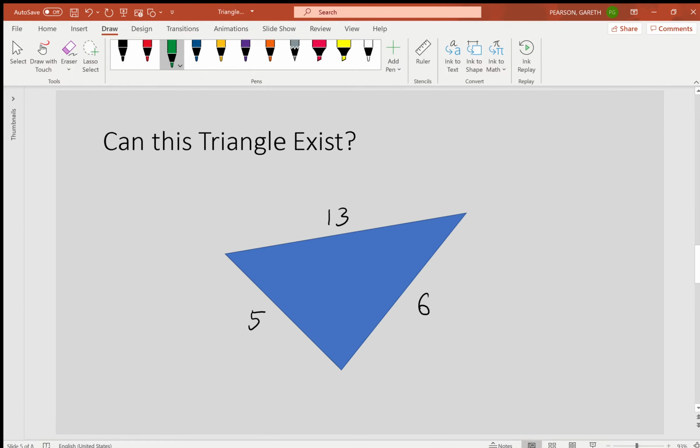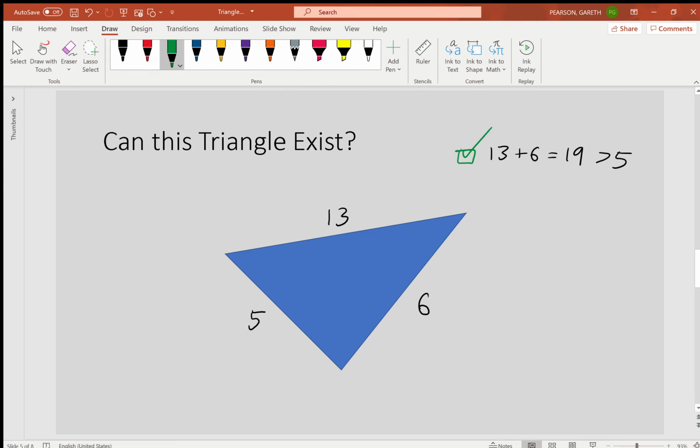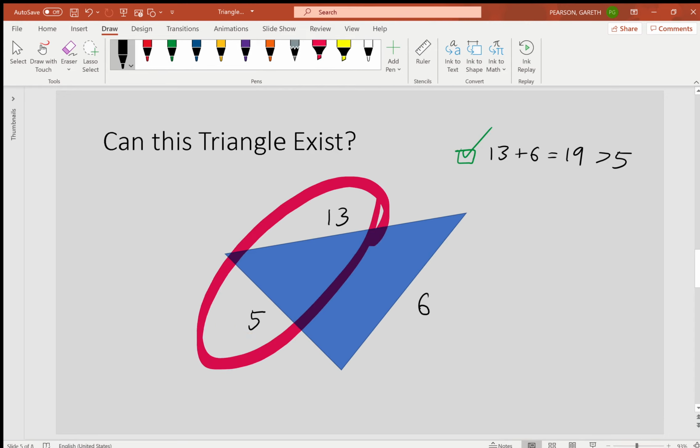Let's do another example. For this one, we're going to try out the same thing. We're going to add two sides together. Let's start with these. We can start anywhere we want. We just have to do all of them. So 13 plus 6 equals 19, and I know for a fact that 19 is bigger than 5. So far, so good. Check. Okay, now let's do 13 plus 5. All right, so 13 plus 5 equals 18. So far, so good. Check. Because 18 is definitely bigger than 6, which is my remaining side.